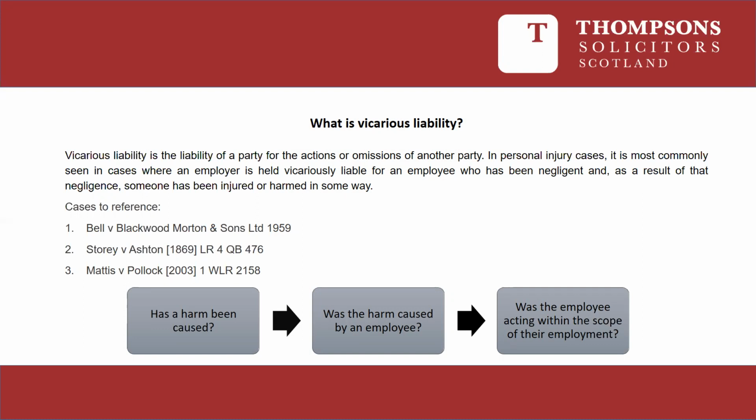But bringing it back to this simple definition, one of the key cases is Bell against Blackwood Maunter & Sons Limited. This case held that the employer will be liable for the conduct of his or her employee at the relevant place of employment during the hours on which they are employed. An employer will be held liable if an employee is negligent in carrying out their job. This case formed the three principles of determining whether there is a vicarious liability case.